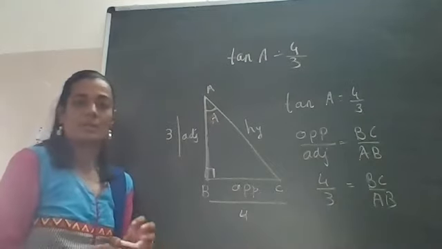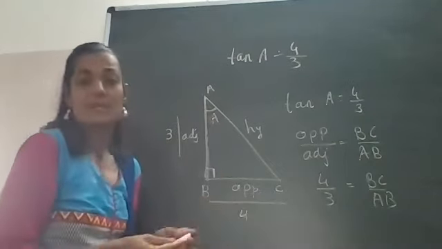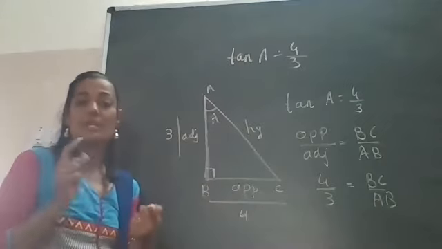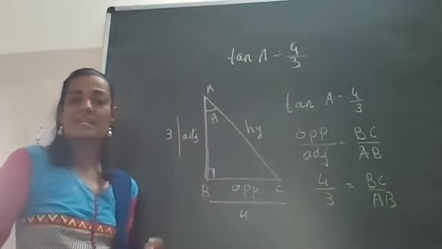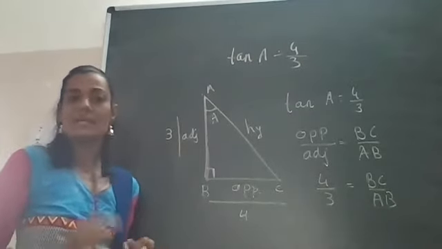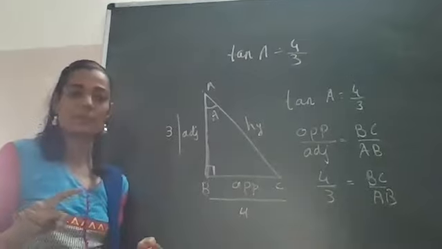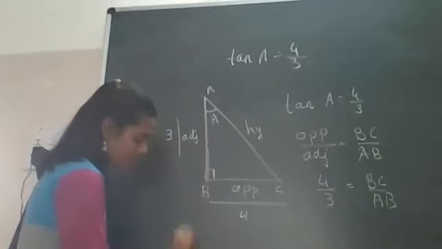Yes, ma'am. That becomes 4 upon 3. Now what we have to find out? We have to find out the value of sin A, cosec A, sec A and cot A. Right? Remaining 5. So first we are going to find out the sin A.